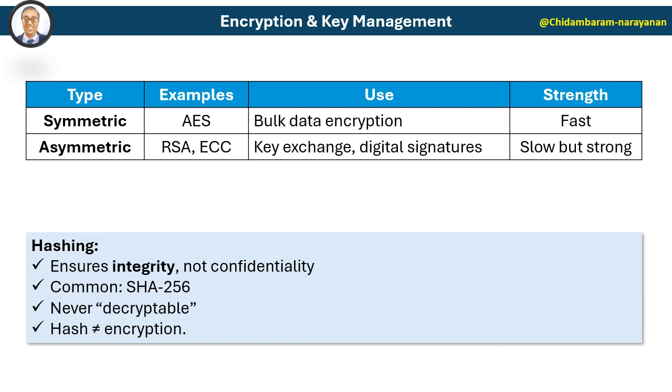When it comes to asymmetric encryption, this uses two mathematically related keys, a public key and a private key. So what one key encrypts, only the other key can decrypt. For example, the public key can be freely distributed to anyone. It is available for everyone. The private key, on the other hand, must be kept secret and protected.